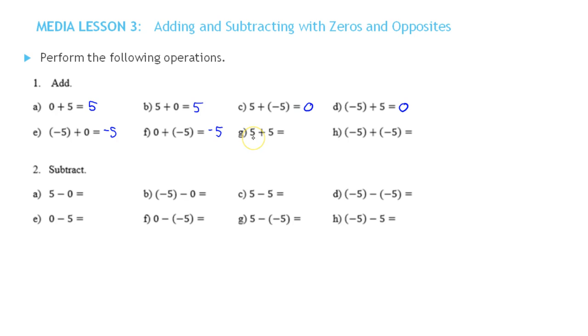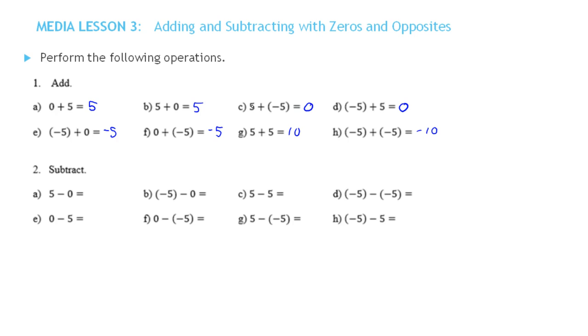In this case, we don't have an additive identity or an additive inverse. We're adding a number to itself. So 5 plus 5 is 10. Negative 5 plus negative 5 is negative 10. So just to compare and contrast those when we're adding the opposite.